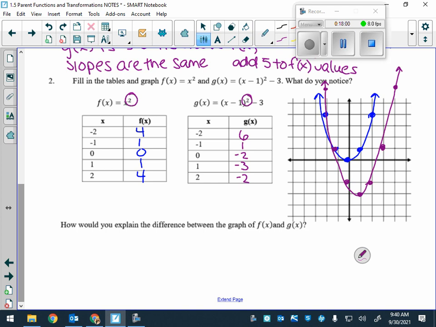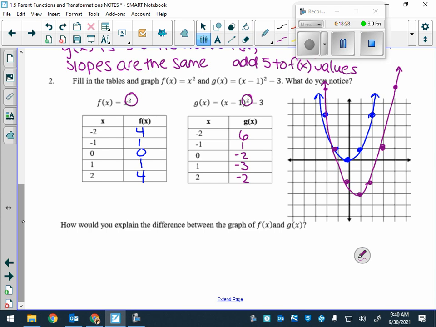But knowing a quadratic is symmetrical, I could go through the middle and match up the points by distance. Okay? So what did you notice happened to this graph? What are some changes from our parent function, which is x squared, to (x minus 1) squared minus 3?